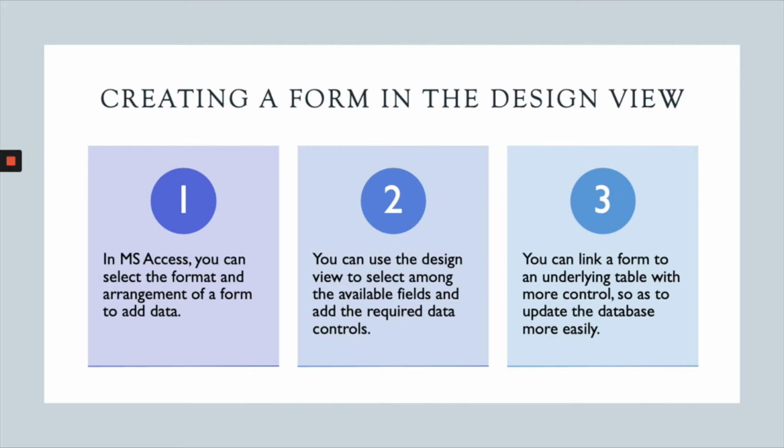In MS Access, you can select the format and arrangement of a form to add data. MS Access also allows you to select the format in which you want to make the form and also arrange the form in the way you like. You can use the design view to select among the available fields and add the required data controls to your fields.